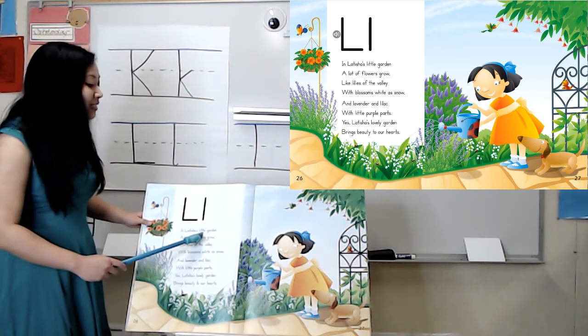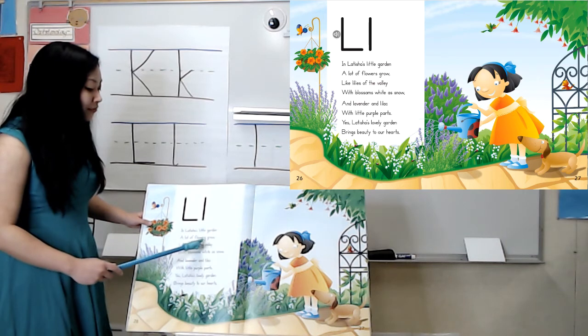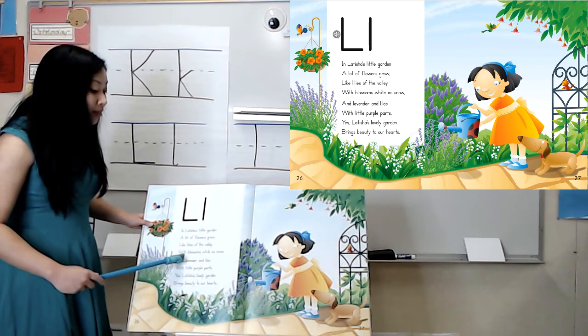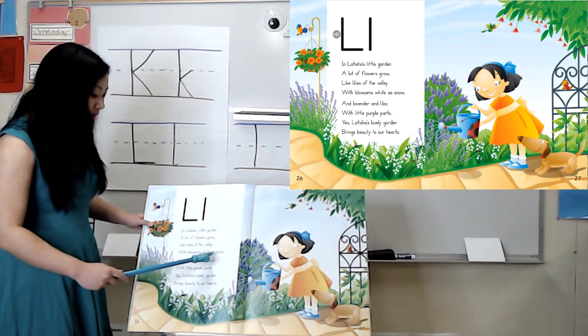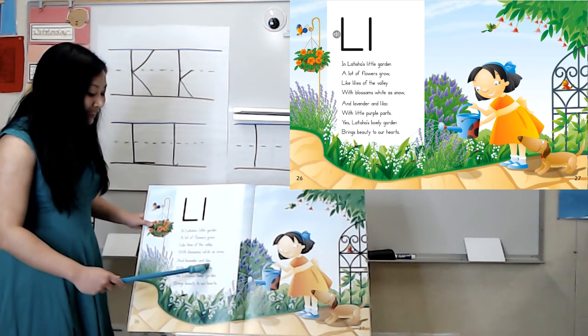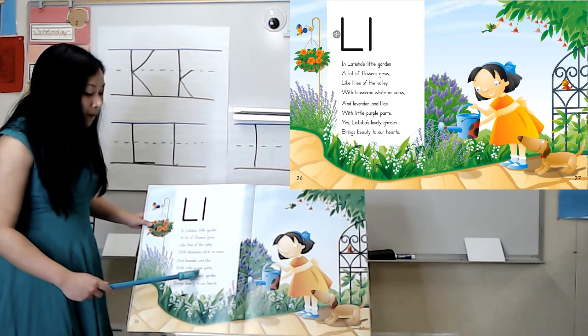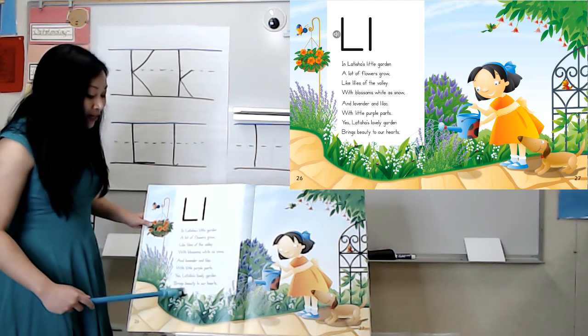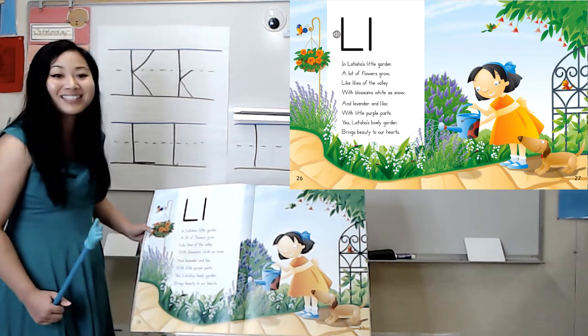In Letitia's little garden, a lot of flowers grow, like lilies of the valley, with blossoms white as snow, and lavender and lilac, with little purple parts. Yes, Letitia's lovely garden brings beauty to our hearts.